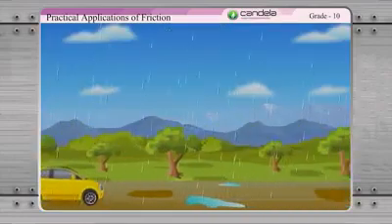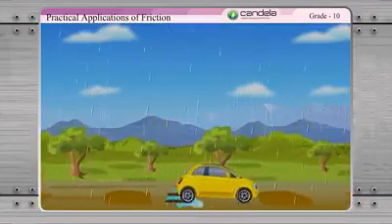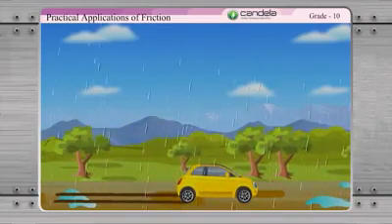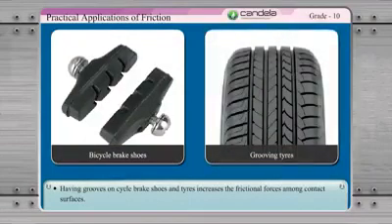Motor vehicles which travel on wet roads tend to skid because of low friction due to the water layer that exists between the road and the tire. Grooves on the bicycle brake shoes and tires help to have a higher friction between surfaces. The purpose of having grooves on the surface of tires is to allow water to pass through these grooves to increase the friction between the surface and the tire.